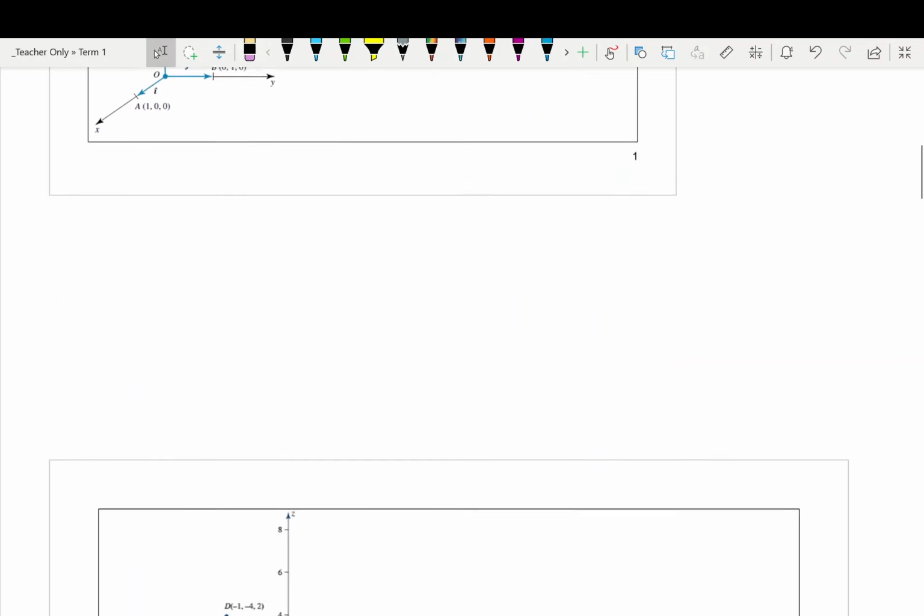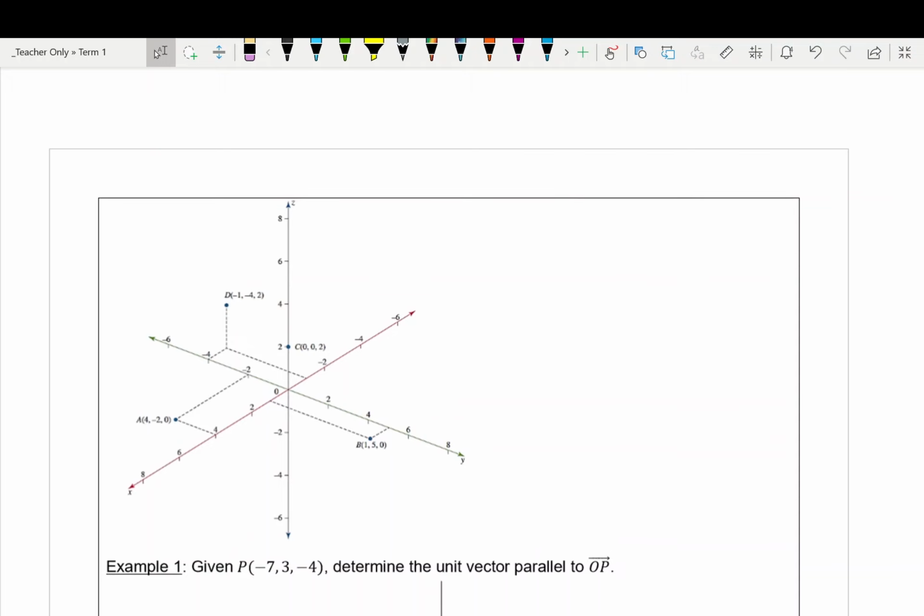So let's take a look at some 3D vectors. We've got a 3D plane here. We've got our y, our x, and our z axes. And we've got 4 points here, A, B, C, and D. So we'll list all of our vectors from the origin to these 4 points. So O to A is going from 0, 0, 0 to 4, -2, 0. So that is going to be 4i - 2j.